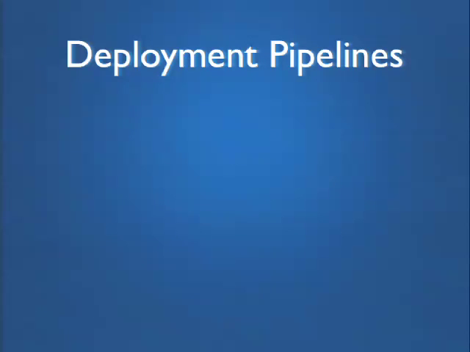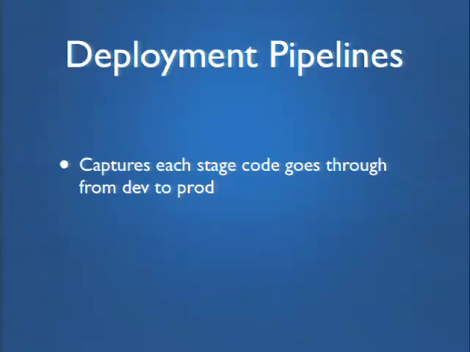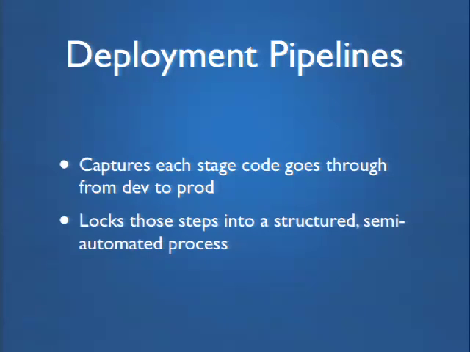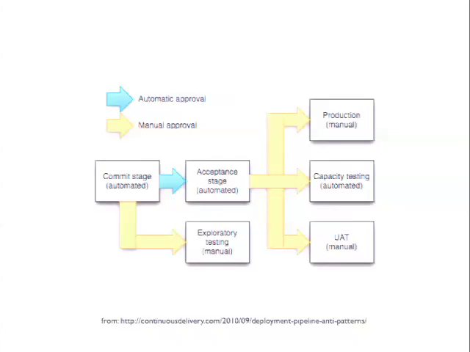So continuous delivery's answer to this basic problem is we should construct pipelines, clear systems by which code moves through each stage from development to production. And that we should lock those steps into a structured and semi-automated process. Here I am stealing from Jez Humble again.